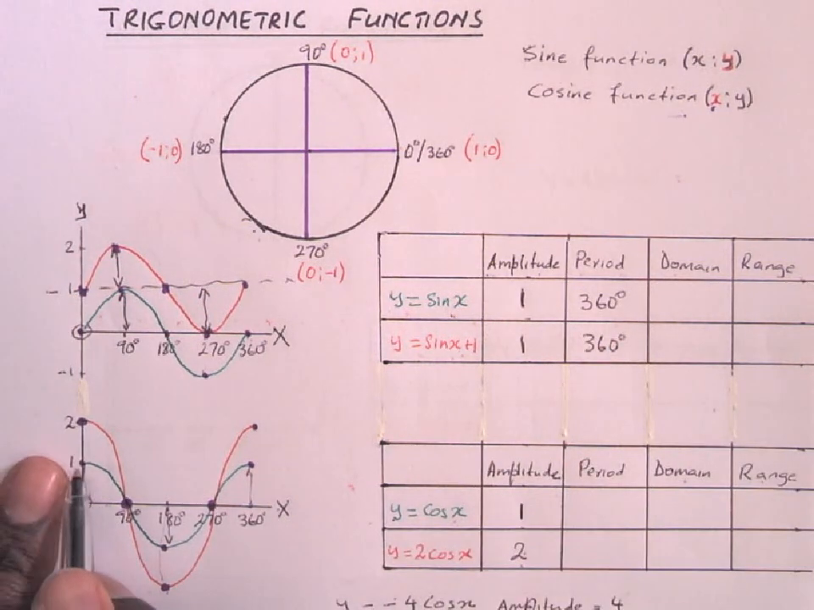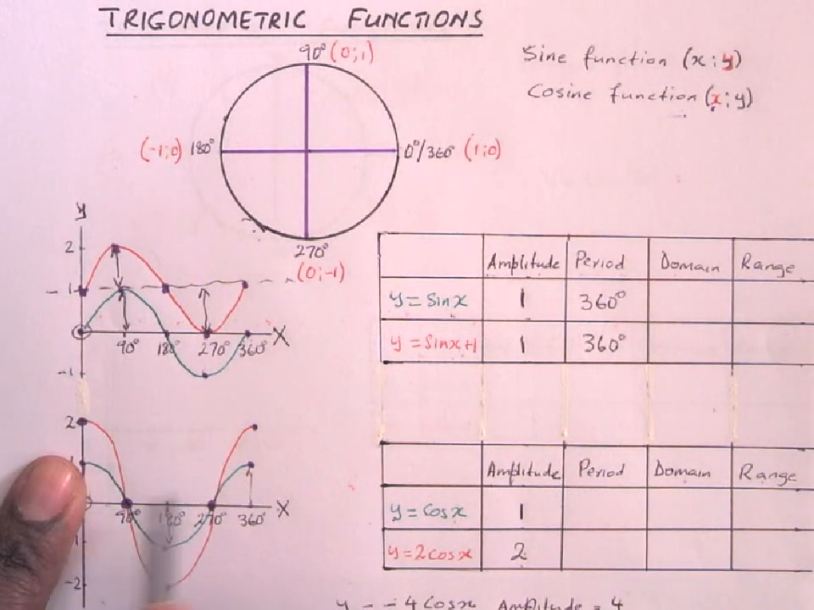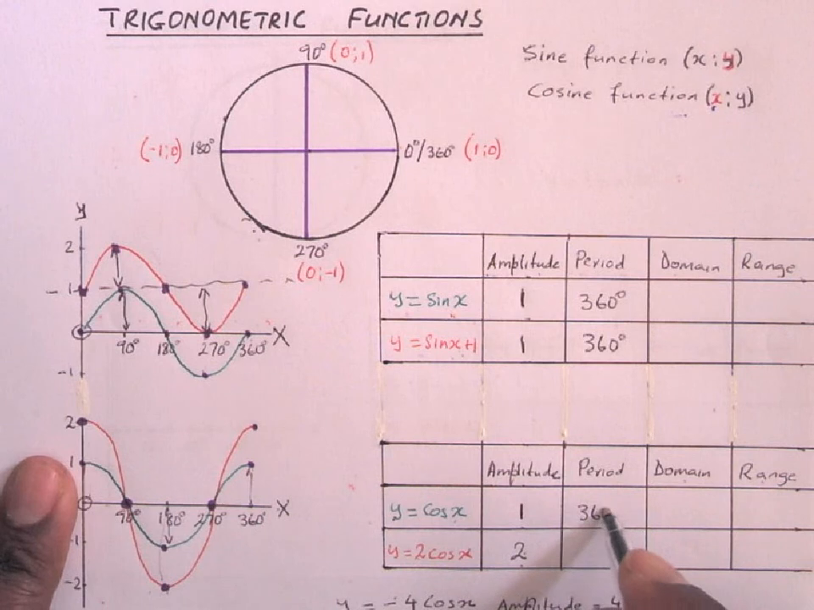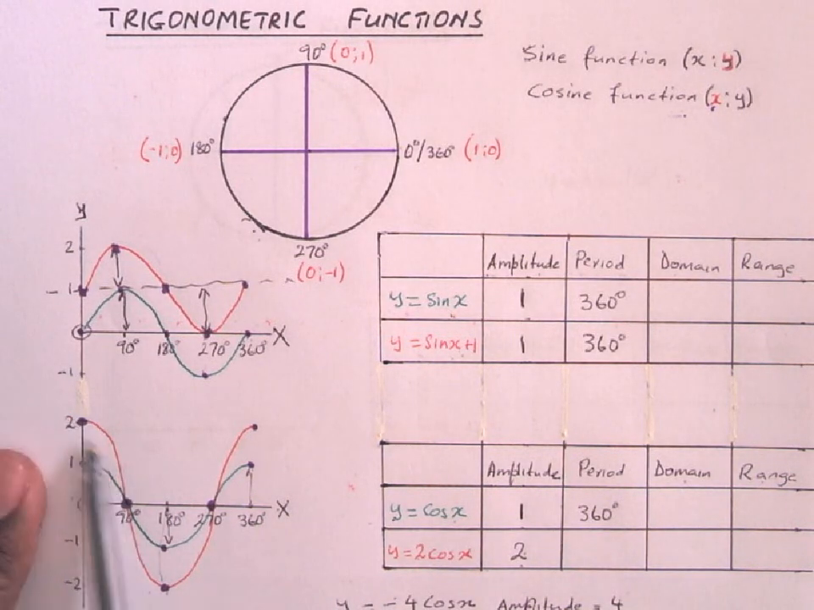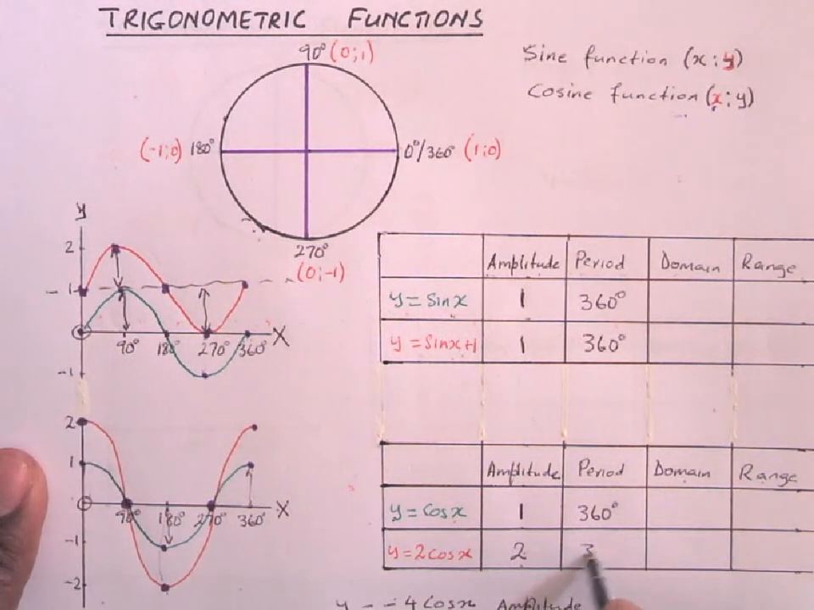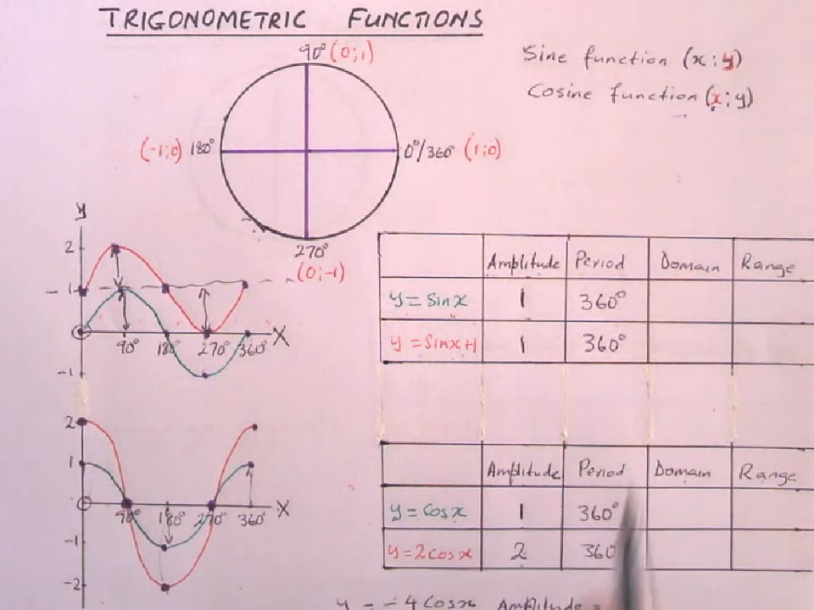Can come to this one. How long is this graph here? What is the period of this green graph? Again, from there to there is 360 degrees. And this one here, the red one here, how long is this red graph here? Again, it's 360 degrees. It's so easy. What about the domain?